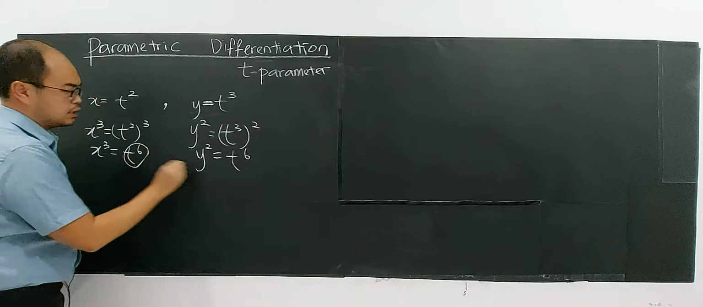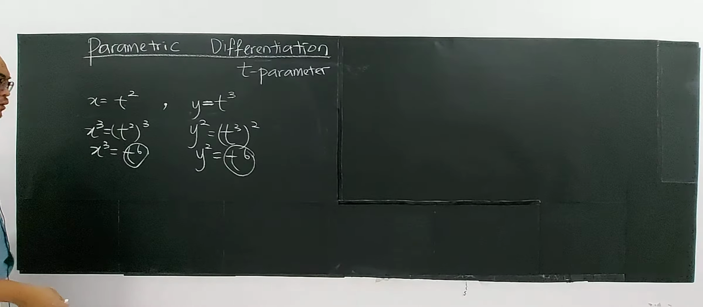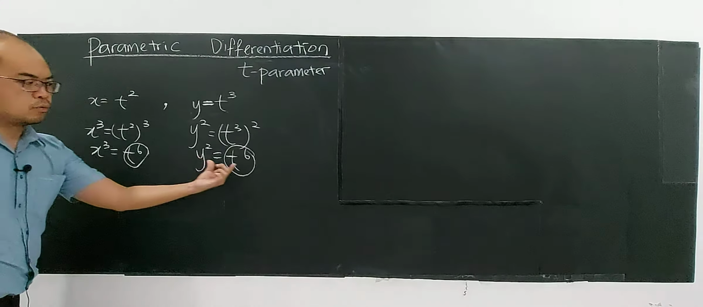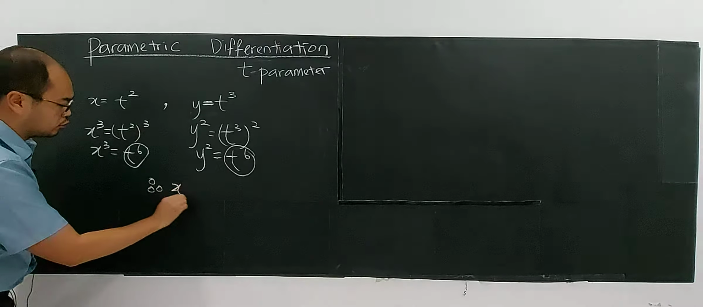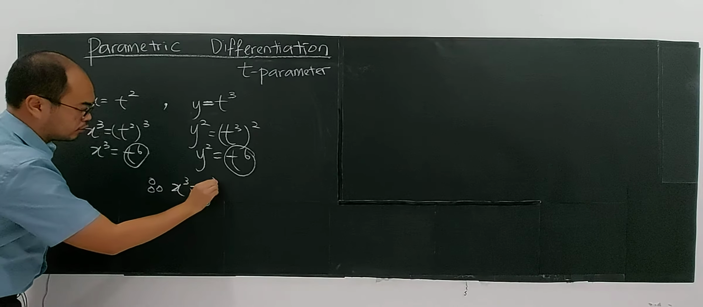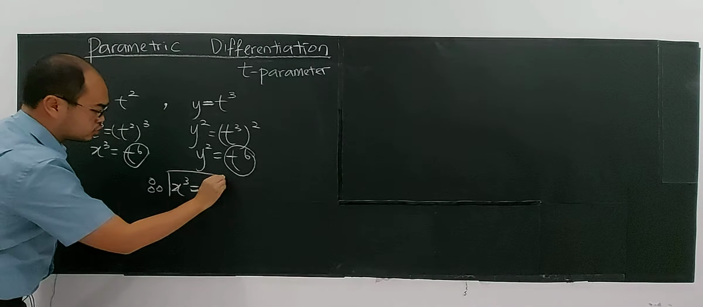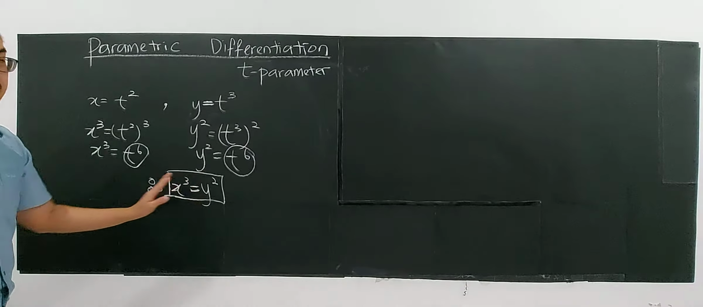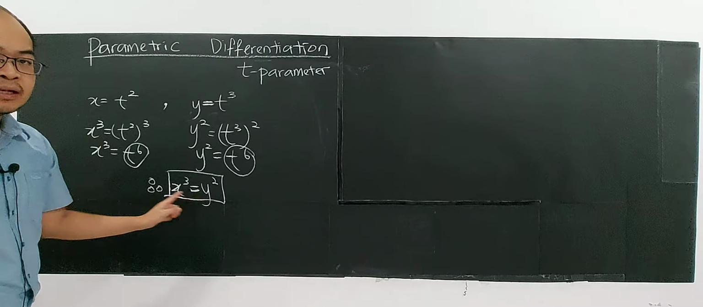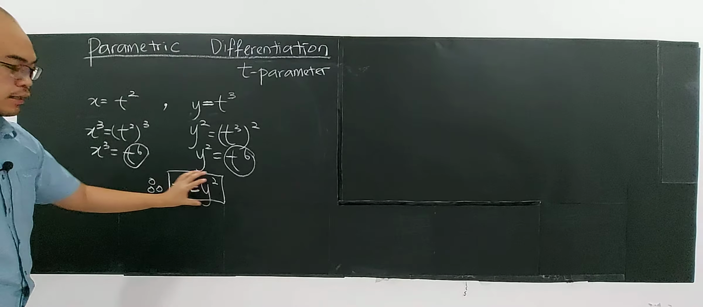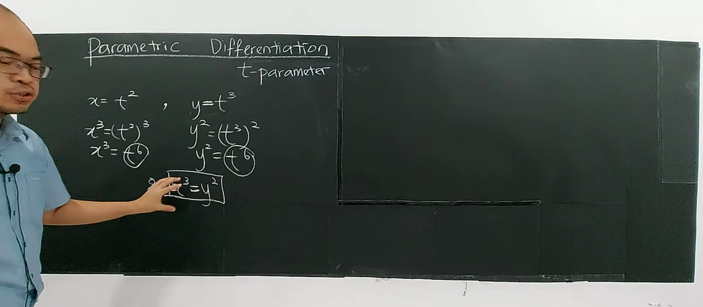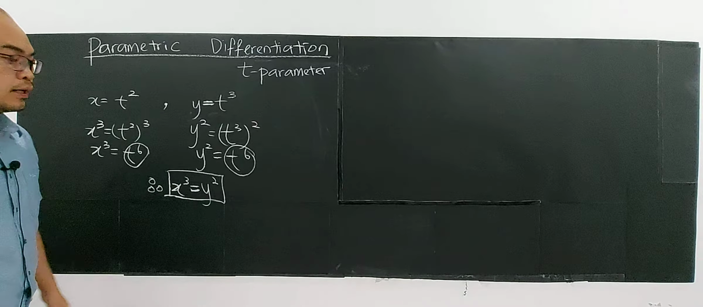Now you can see t to the power of 6 is x cubed, and t to the power of 6 is y squared. So I can say x cubed equals y squared. This is called relating x and y directly. This is an implicit function, where x and y are related directly.